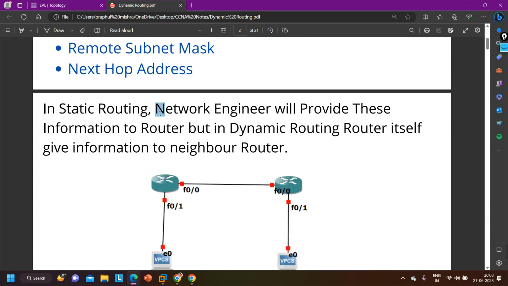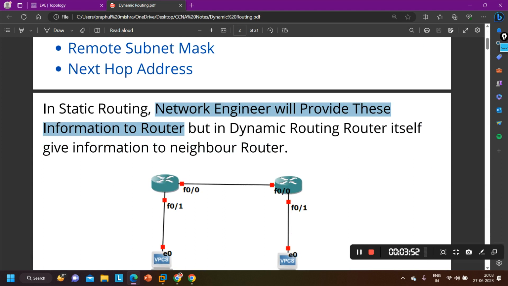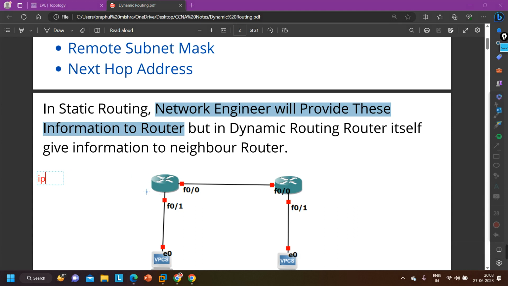In static routing, the network engineer provides this information to the router. Exactly, in static routing, we provide this information to the router by running the IP route command. Yes or no? Yes. Let's say on this router, I want to add one network in the routing table. So I will run the command ip route 10.1.1.0, subnet mask 255.255.255.0, and exit interface is F0/0. This is how I can add one entry. Yes or no here? Yes, sir.